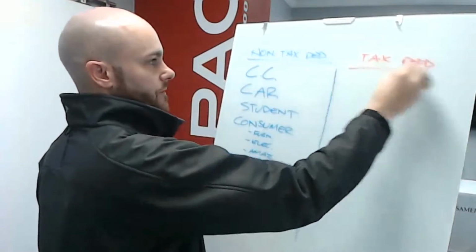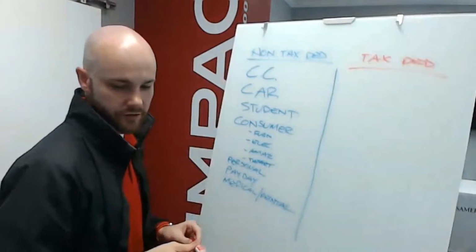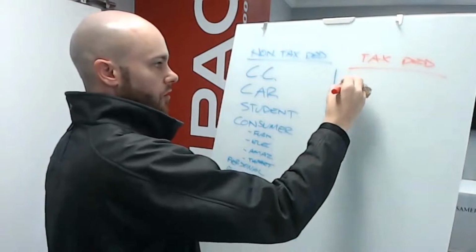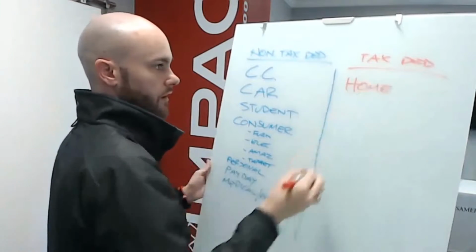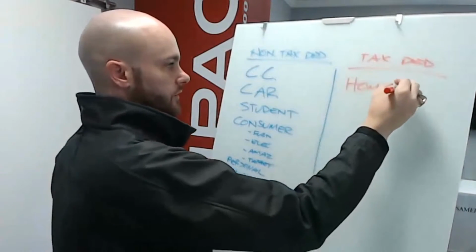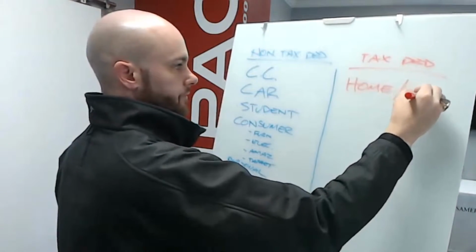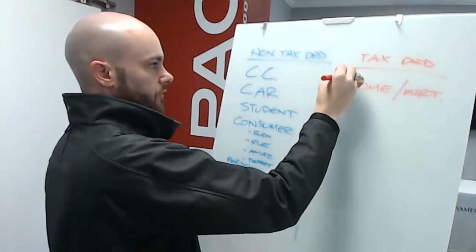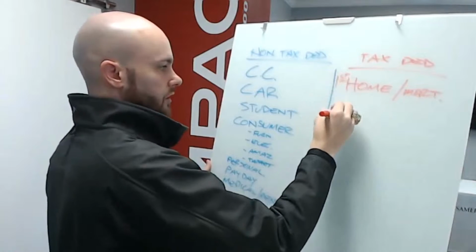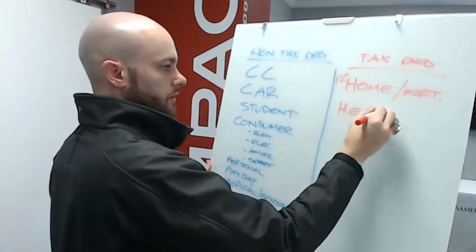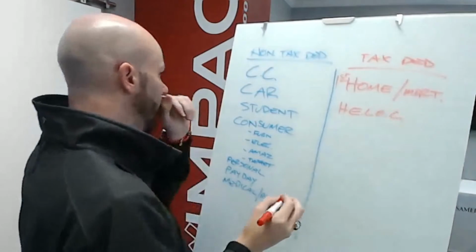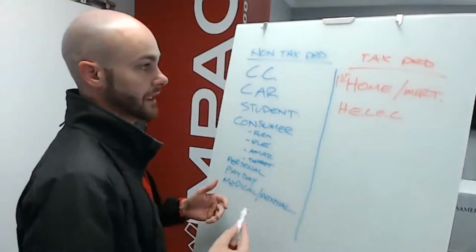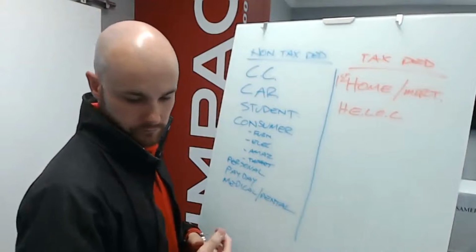Okay, then you have tax deductible interest. Tax deductible interest is going to be on a home, on a mortgage. That could be a first mortgage or a home equity line of credit, where you get tax deductions on the actual interest itself.